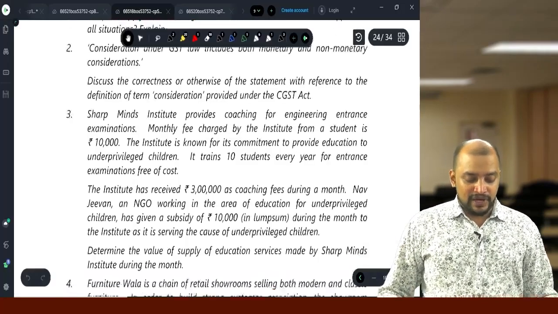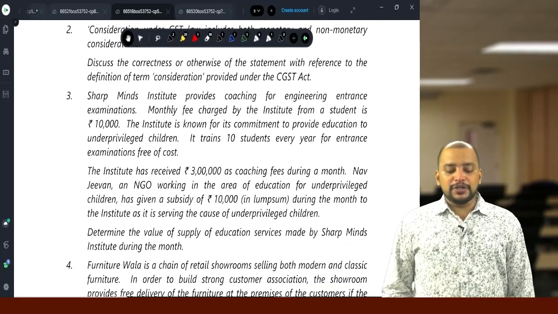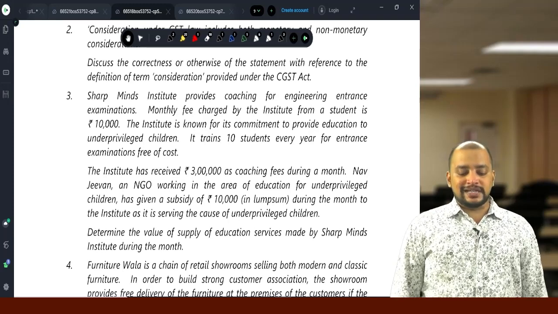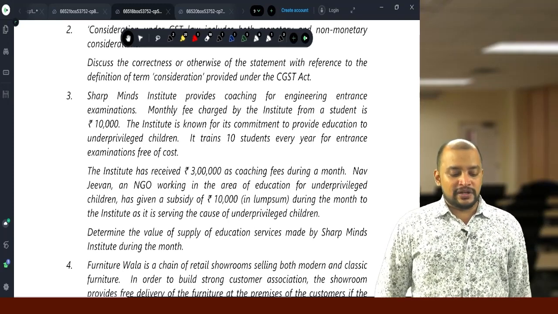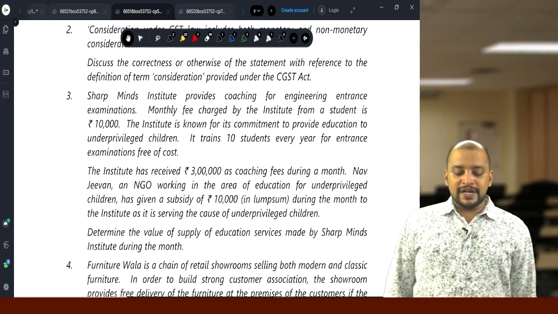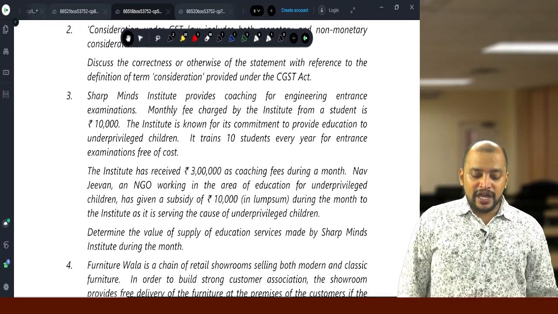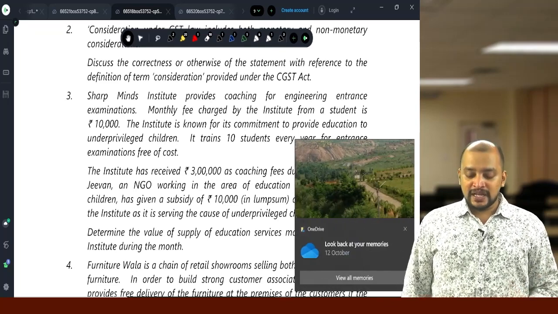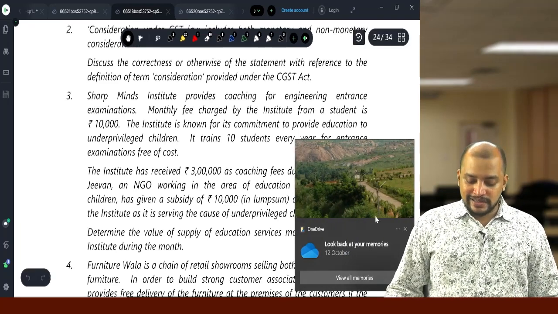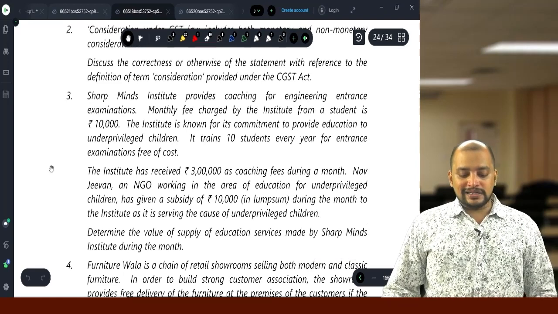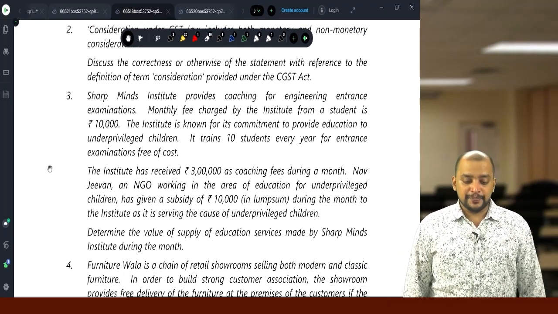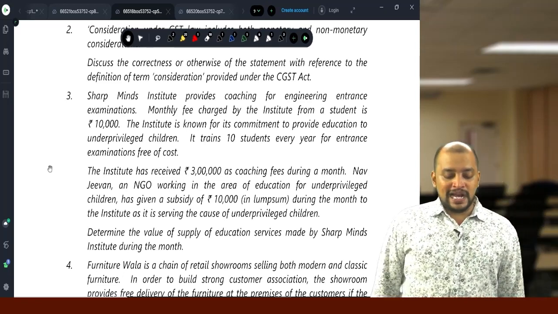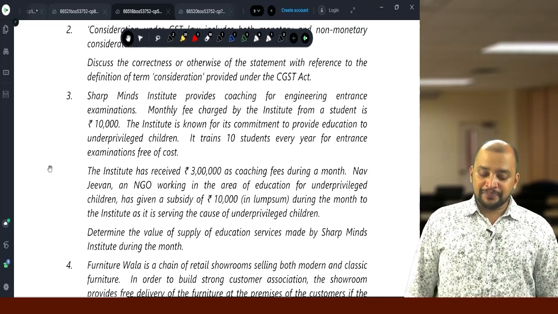Then question number 3. Sharp Minds Institute provides coaching for engineering entrance examination. The monthly fee charged by the institute from a student is 10,000. The institute is known for its commitment to provide education to underprivileged children. It trains 10 students every year for the entrance examination free of cost. The institute has received 3 lakhs as coaching fees during the month.